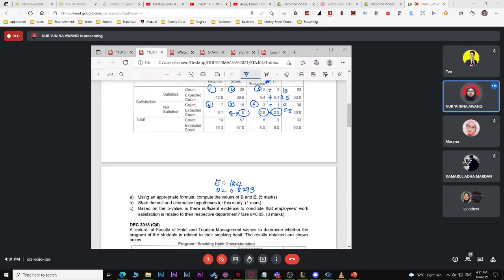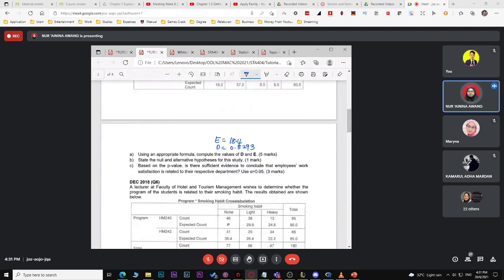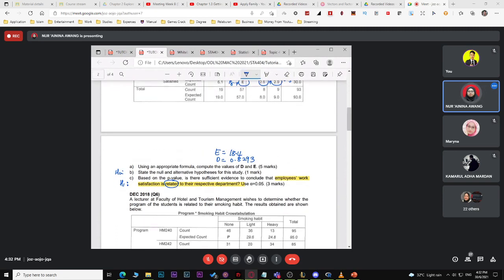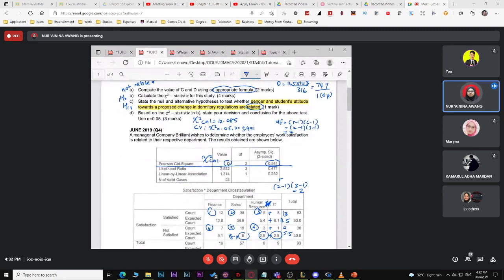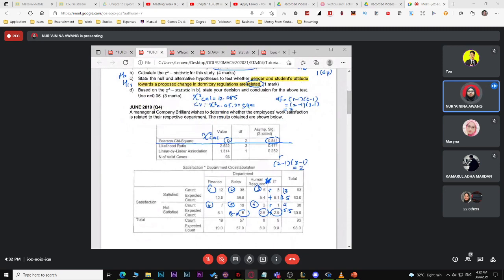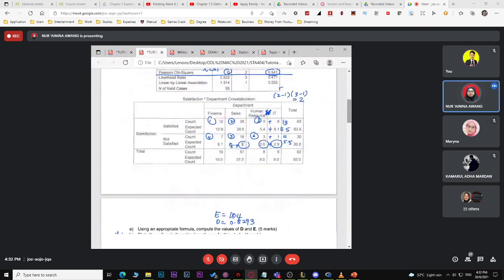And then for B, state the null and alternative hypothesis for this study. So you can look at the next question, whether employee work satisfaction is related to their respective department. So remember, since the word there is related, it should be H1. Okay, so your H null should be not related. Just swap it. And then you have the p-value. We already mentioned that we use the p-value. So this is your p-value. So you compare 0.541 with your alpha. Your alpha is 0.05. Since the value is more than your alpha, you fail to reject your H null.